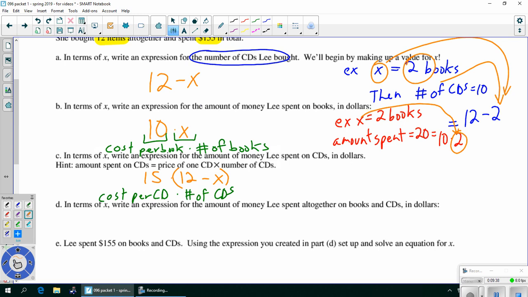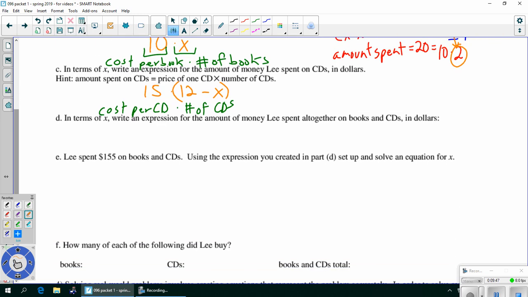So that green pattern still holds. Number of CDs times cost per CD. Same as we did up above with the books in part B. And then just make sure you don't copy the x. It's 12 minus x. Okay, part D.